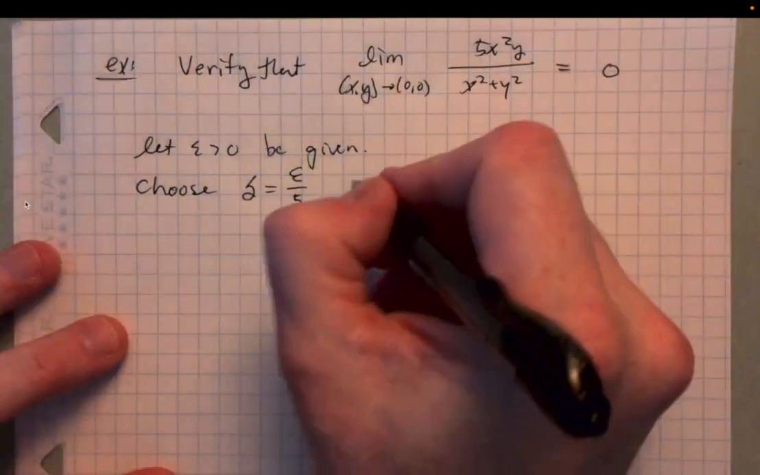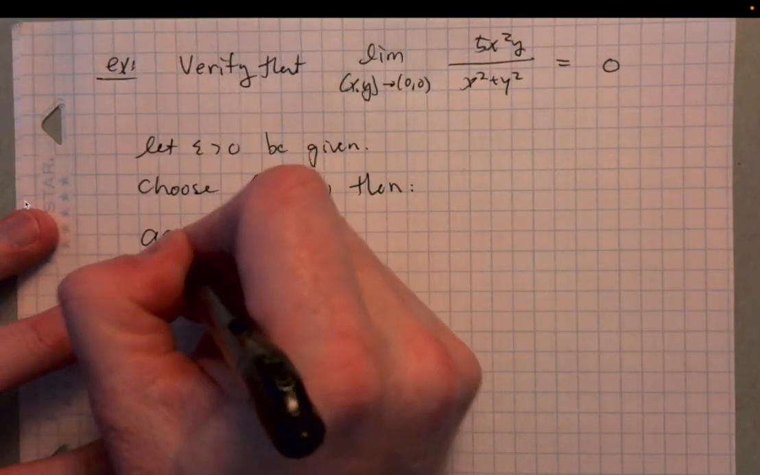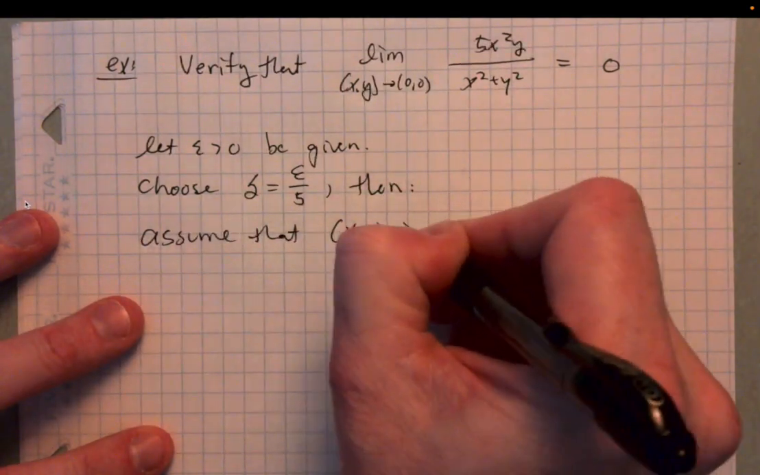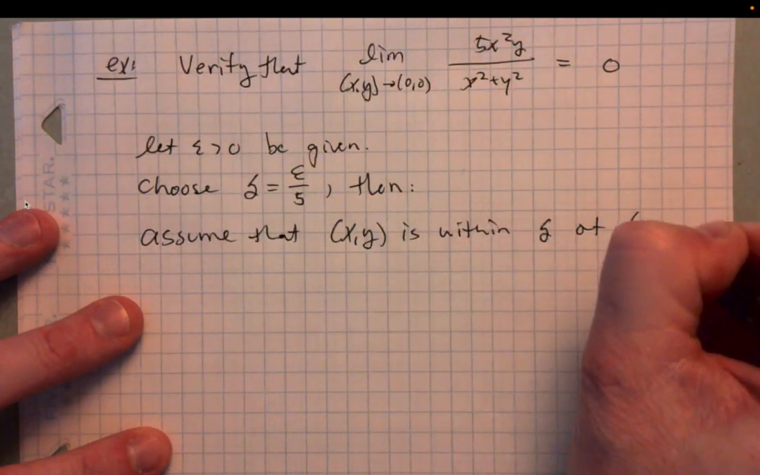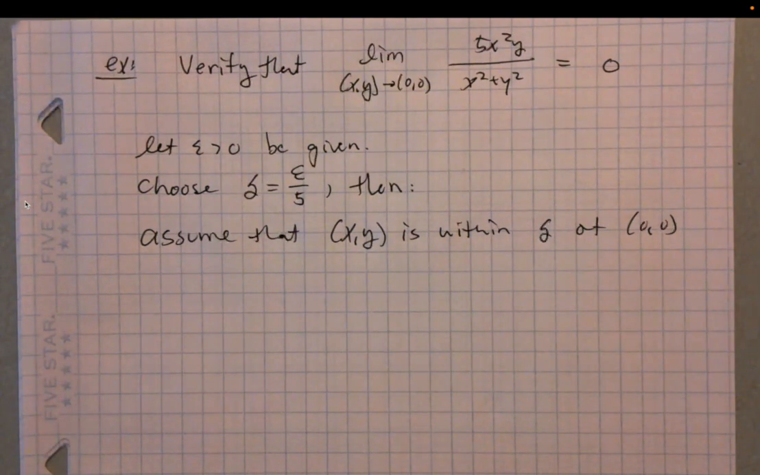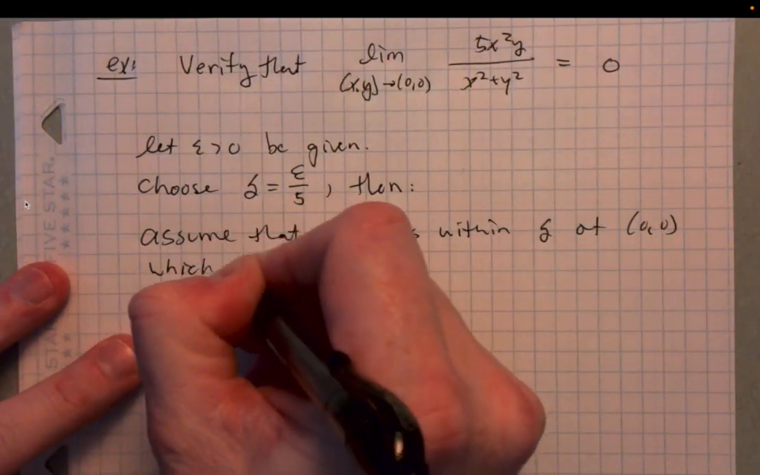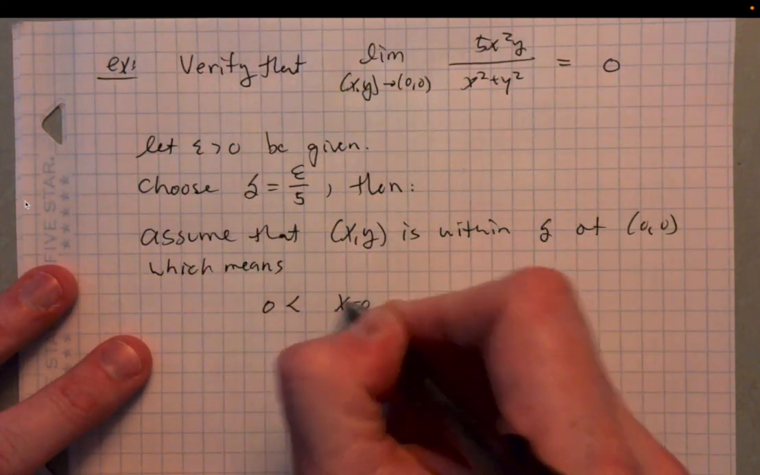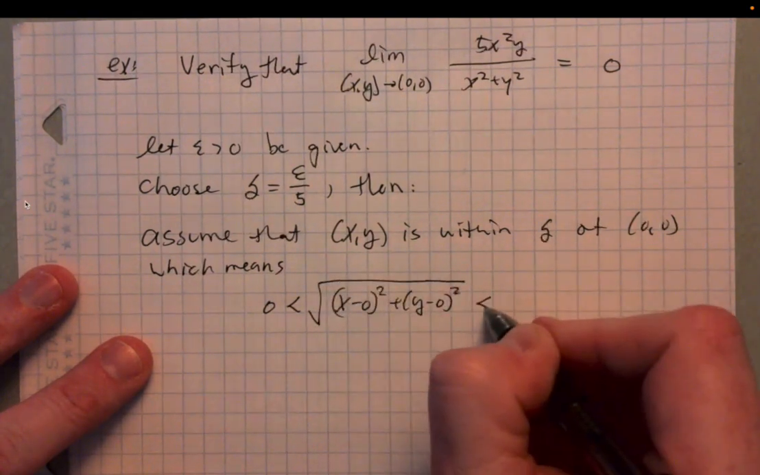Then let's assume that our (x,y) is within delta of (0,0). This is the English way of saying it. And what does that mean? Well, it means 0 is less than the square root of x minus 0 squared plus y minus 0 squared, which is less than delta.